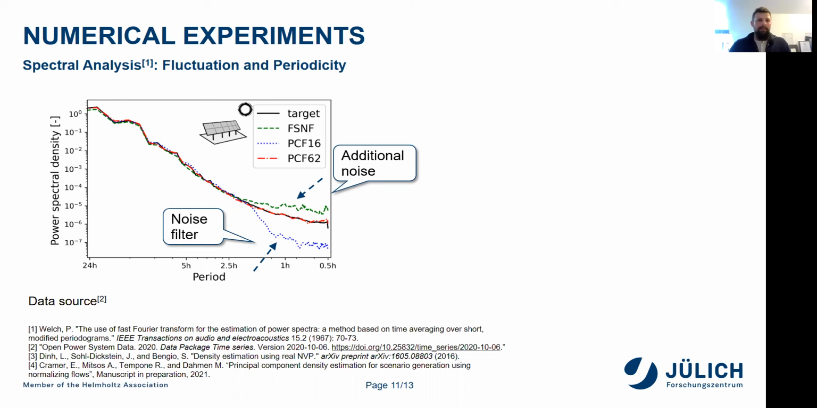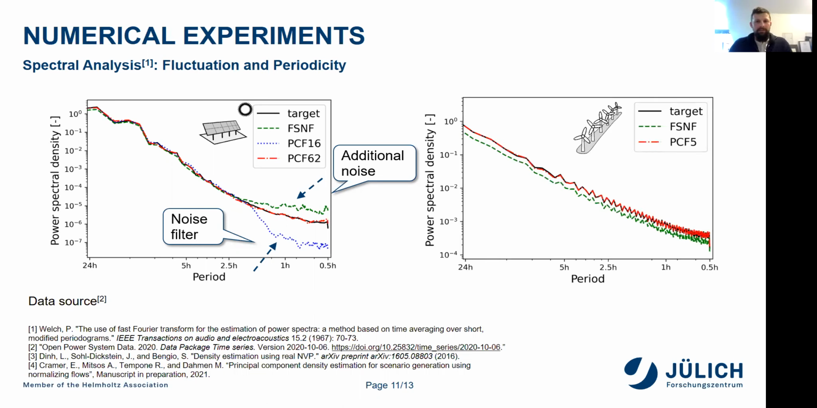Now, this filter effect is not as obvious for the wind data. However, we again see a mismatch of the fluctuational behavior with the full space normalizing flow. And again, we see a much improved version here after dimensionality reduction. Now, this consistently lower fluctuational behavior, we kind of attribute to the distribution being compressed around the peak, meaning the amplitudes are simply lower. So here the PSD also is lower.